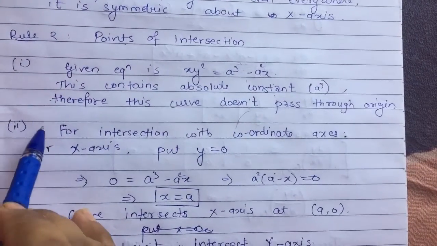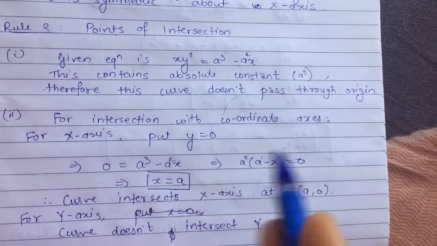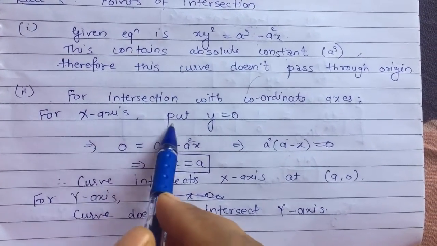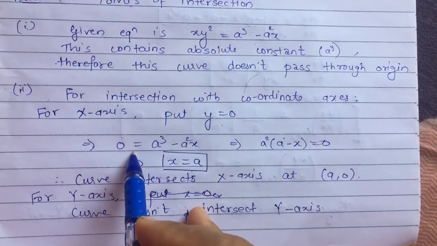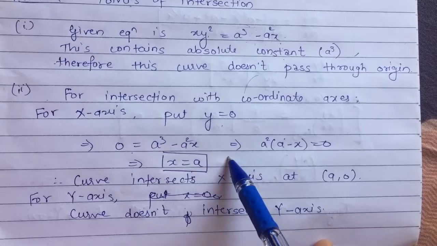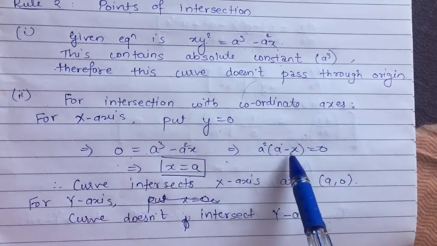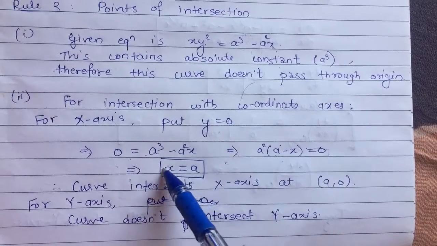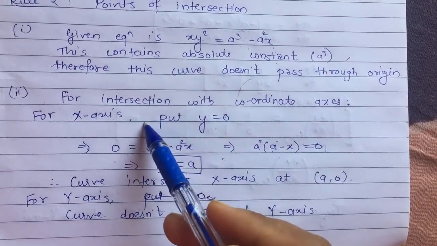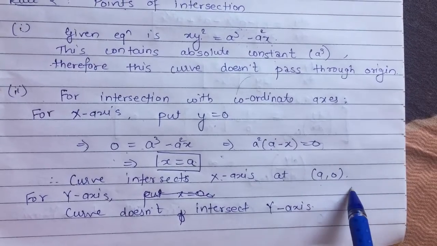Now for intersection with the coordinate axes, we will check whether it intersects with the coordinate axes or not. For the x-axis, put y equal to 0. If you put y equal to 0 here, you will get a cube minus a square x equal to 0. Now a square common, so it is a square into a minus x equal to 0, that is x is equal to a. So the curve intersects the x-axis at (a, 0).